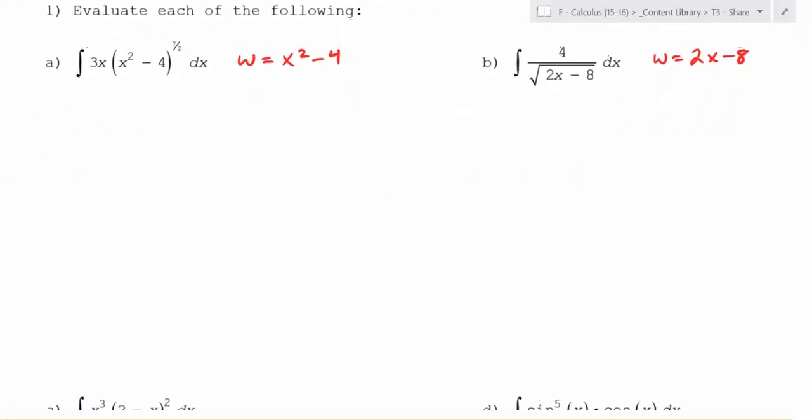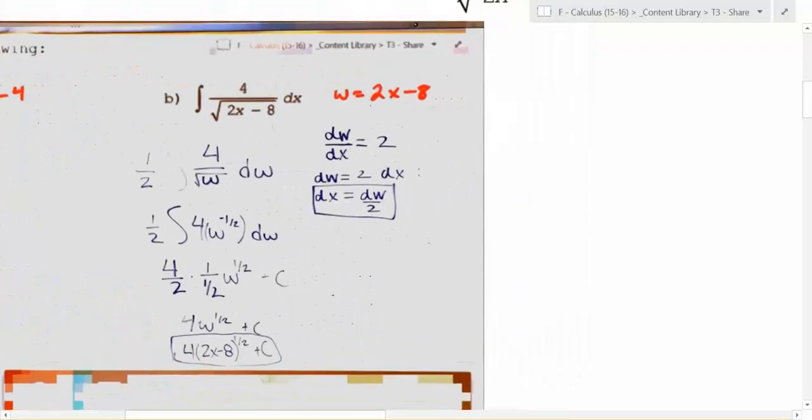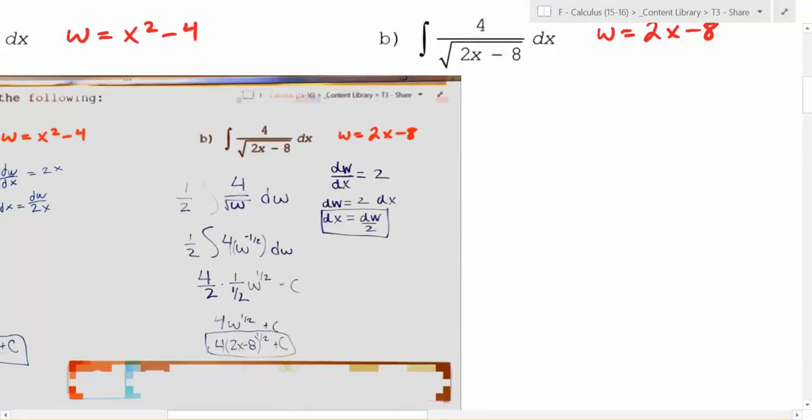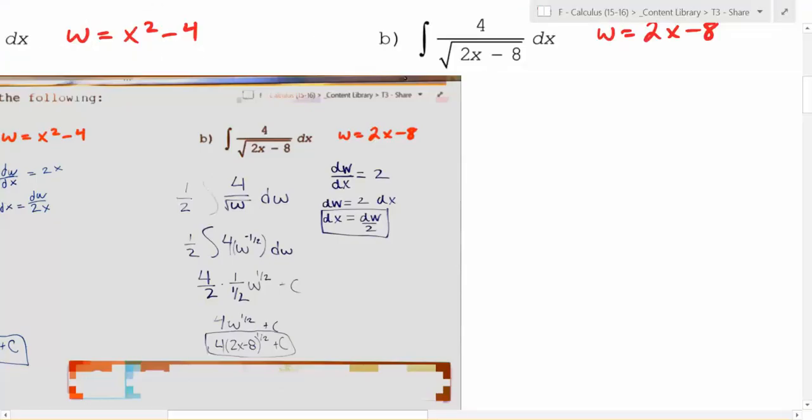How about you get to the board with somebody else right now and see. On this one right here, we gave the w, so dw dx is 2, so dx is dw over 2. When you do the substitution, the best thing you can do is simplify first and just be really careful about it. So the 4 over 2 comes from the 4 and the 2 right there, and then you integrate, and you end up with 4 times 2x minus 8 to the 1/2 plus c.